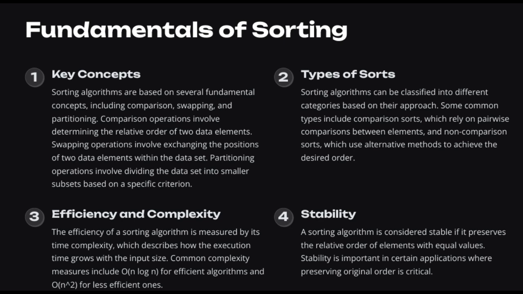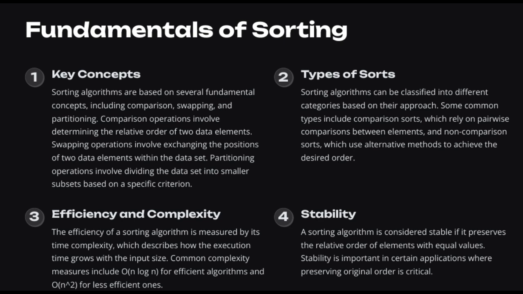2. Types of sorts. Sorting algorithms can be classified into different categories based on their approach. Some common types include comparison sorts. These rely on pairwise comparisons between elements. Non-comparison sorts. These use alternative methods to achieve the desired order.